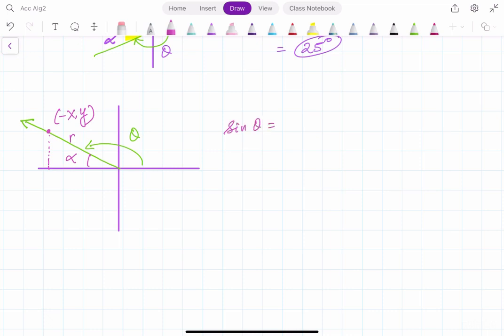And if I create a triangle, I know sine theta is y over r, and sine alpha will be the absolute value of y over r, opposite over hypotenuse. So the main idea is if I calculate sine theta or sine alpha, the value will be the same in magnitude.